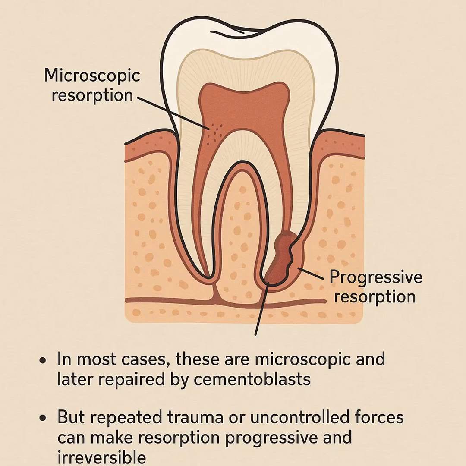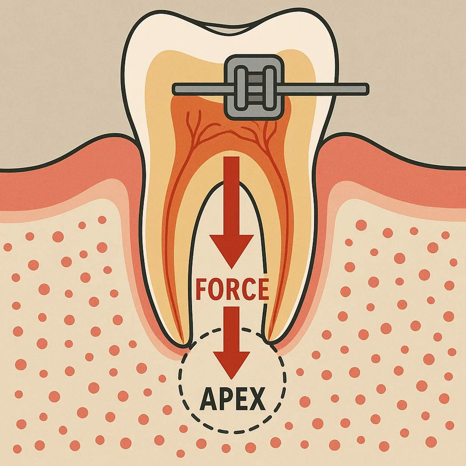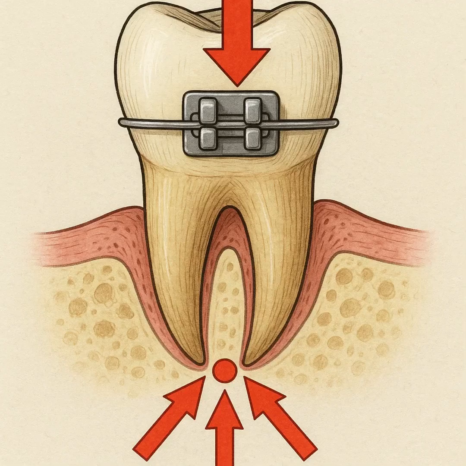In most cases, these are microscopic and later repaired by cementoblasts. But repeated trauma or uncontrolled forces can make resorption progressive and irreversible. Which movements are riskiest? Intrusion is number 1. Think of it, the entire force is concentrated at the apex, a tiny area of the root.